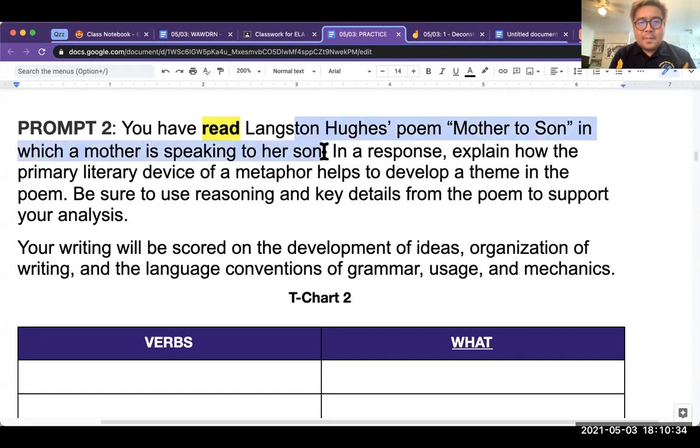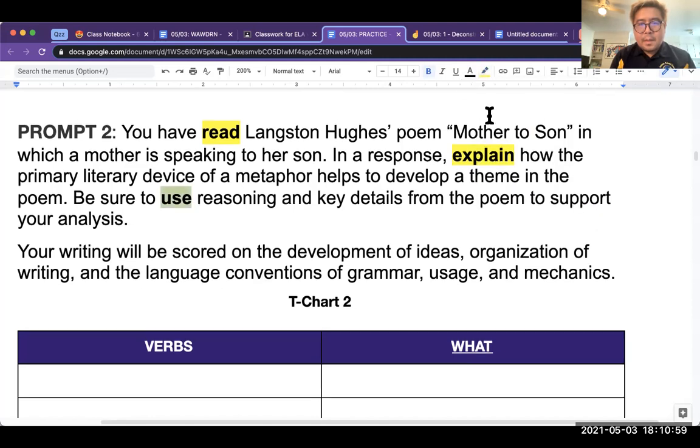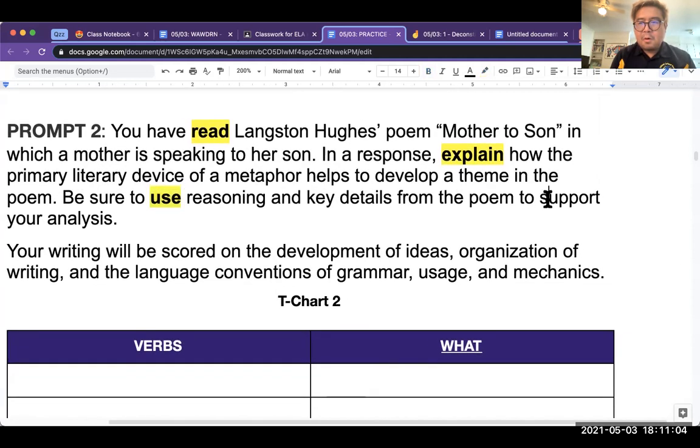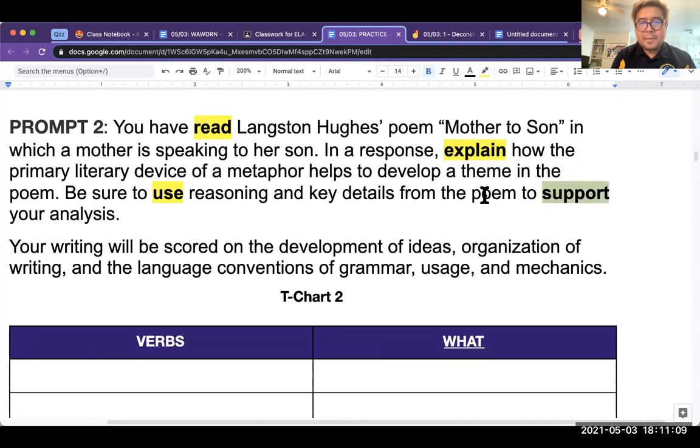In which a mother is speaking to her son. In a response, explain how the primary blah, blah, blah. Explain. Circle that. Helps to develop a theme in the poem. Okay. Be sure to use. Okay, use. Reasoning and key details from this poem to support. Verbs are action words. They are telling you to do something.